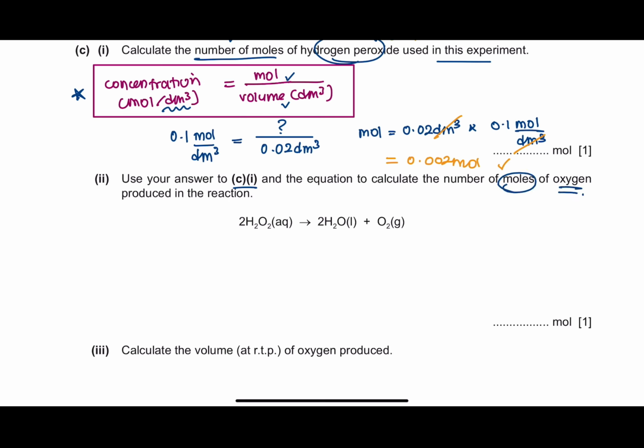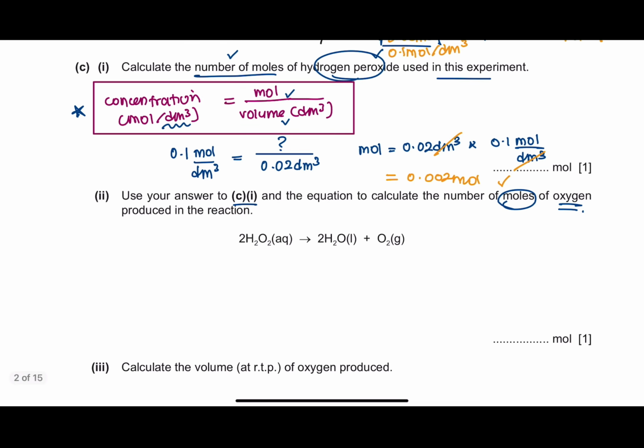Now that you have obtained your mole for hydrogen peroxide, what you have to do is compare the ratios from the equation. From this equation, we can determine that 2 moles of hydrogen peroxide would produce 1 mole of oxygen. So if I have 0.002 mole of hydrogen peroxide, what would be the number of moles for my oxygen? After doing a comparison, you would get that the mole of oxygen would be 0.001.